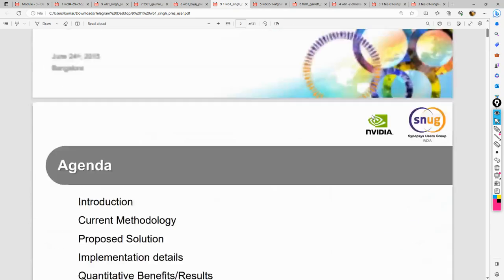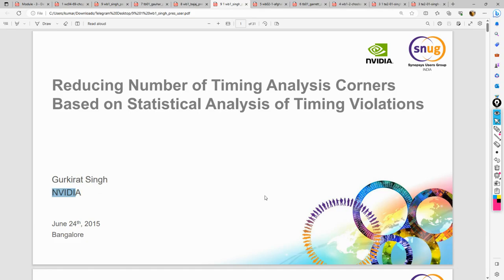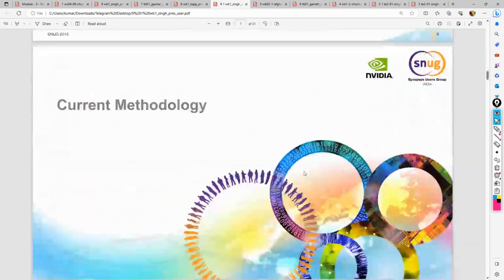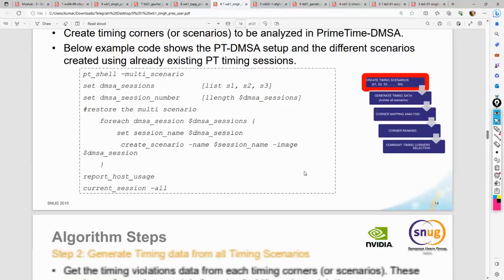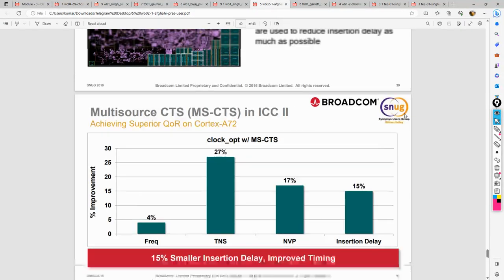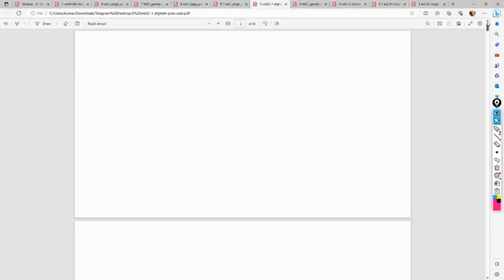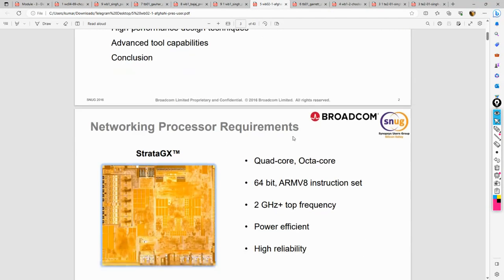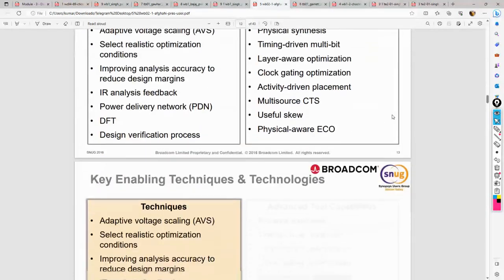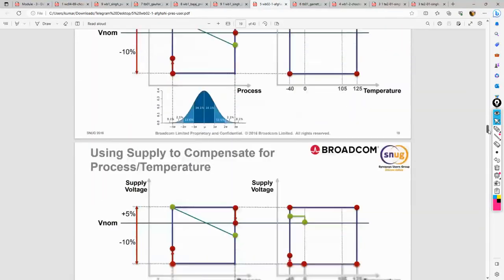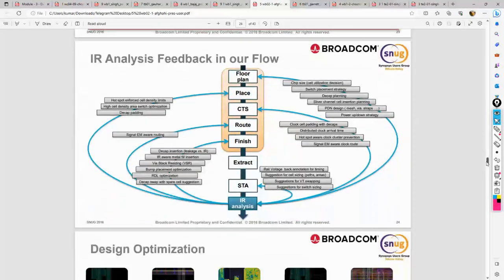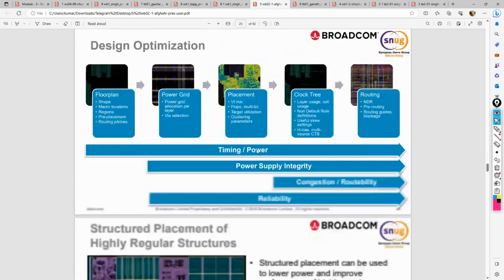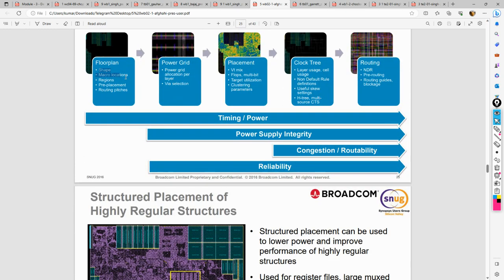So this is something that I think someone from NVIDIA presented. Okay. And then the Broadcom paper, this is Broadcom. So this was my team. Okay. So we presented a paper, and what and all we have done at each and every stage. So signal EM routing, and then cell density aware routing, and everything. So here you look at shape, macro location, regions, pre-placement, routing pictures, and all of that.